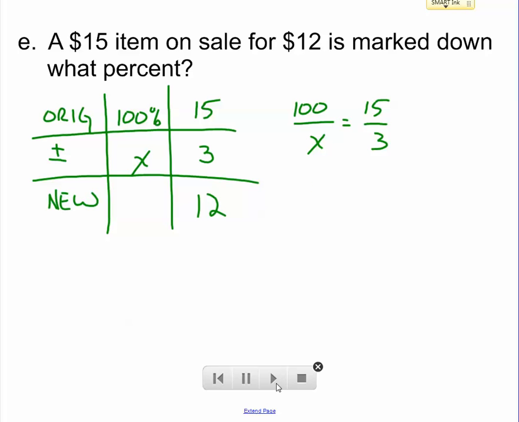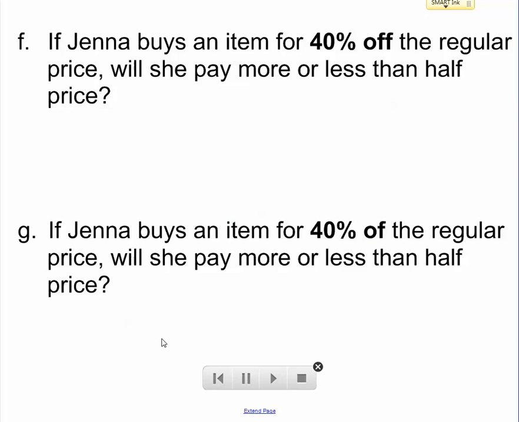There's our proportion. Do some cross products and some division. We can see that it was marked down 20%. Because 12 is 80% of 15. And 3 is 20% of 15. I'm sorry, I said 50. I meant 15.